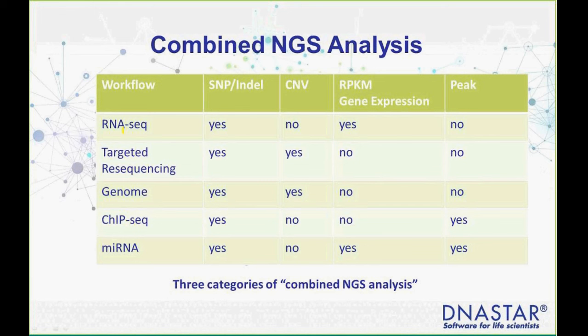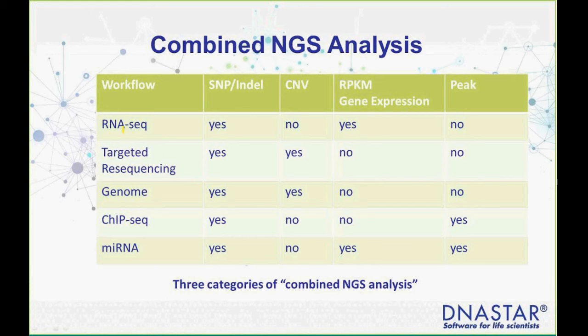You can see here for targeted resequencing, we can combine SNP calling and CNV. So we have SNP calls and CNV. And for genome, we can do the same thing. ChIP-Seq, we can do SNP calling and peak detection. miRNA, we can do multiple things: SNP calling, expression, and novel discovery or peak discovery. So within a single workflow, we're going to combine analysis.